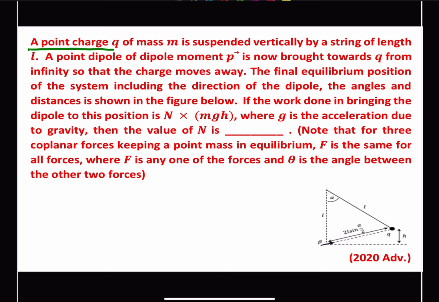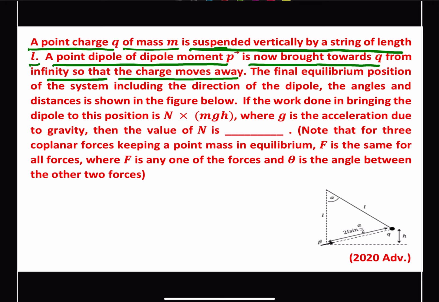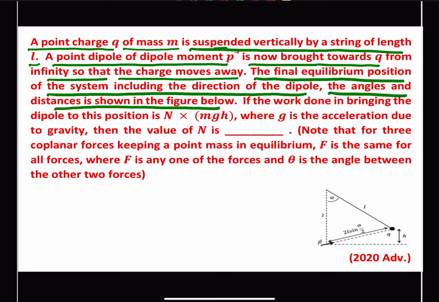A point charge Q of mass m is suspended vertically by a string of length L. A point dipole of dipole moment P is now brought towards Q from infinity so that the charge moves away. The final equilibrium position of the system, including the direction of the dipole, the angles and the distances, is shown in the figure. If the work done in bringing the dipole to this position is n into mgh, where g is the acceleration due to gravity, the value of n is.